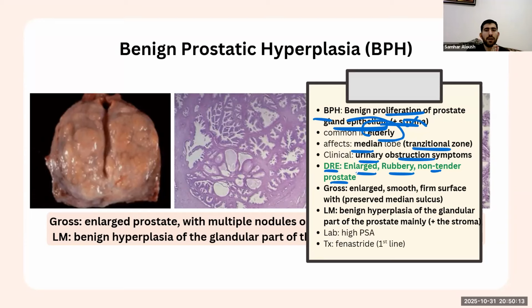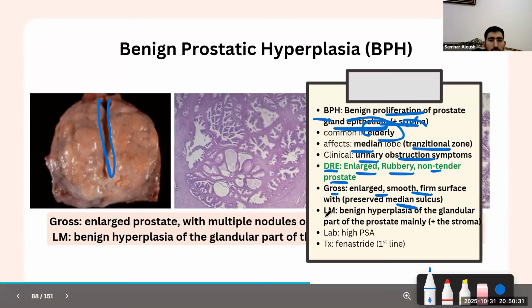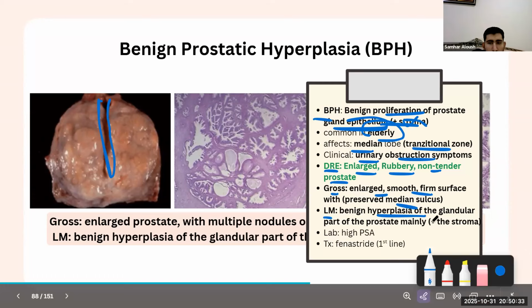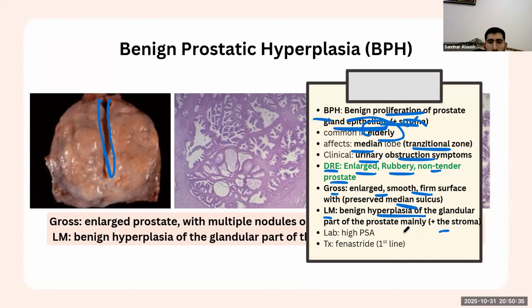With benign prostatic hyperplasia it's going to be the same, rubbery and non-tender, but enlarged. That's it, enlarged. Nothing else: not tender, no nodules, rubbery but enlarged. Grossly it's an enlarged smooth prostate. You can see the median sulcus, which is this line in the middle. On light microscopy it's benign hyperplasia of the glands, maybe with stroma, maybe not.